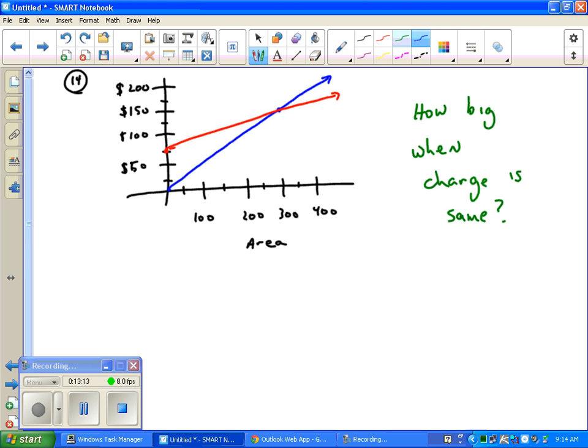Next one says she's getting her floor waxed. Make sure you read the question. It says, based on the data given, how big is her floor if both of them charge the same amount? So where they both charge the same amount is where they intersect. Everybody notice that at that point where they intersect, it's at $150. But it's not asking you for 150. It's asking how big is the area of her floor. So if you look at how big the area of her floor is, it's 300 square feet. So B for that one. How big is her floor? 300 square feet.